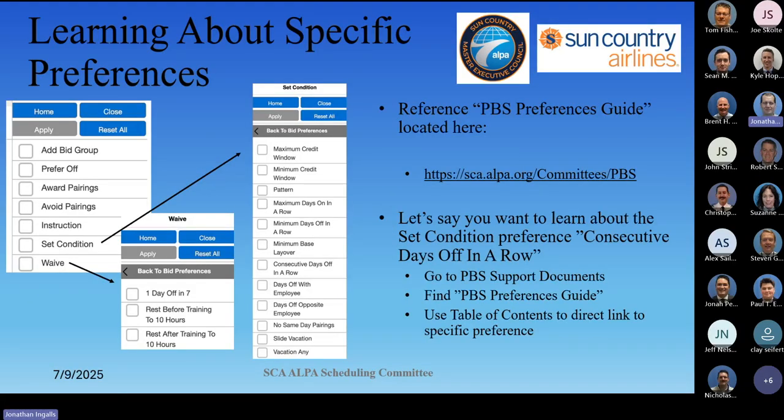So, learning about specific bid preferences. ALPA has a really nice document on the ALPA website that will give you all the information about what a specific type of command does. We don't have the time in this class to go through all 38 possible avoids and the 100-whatever possible bid commands and teach you what everything means. But if you follow that URL to the ALPA website, which I'm trying to pull up right now on another screen, and it's going very, very slow for me, we've got great documentation that just explains what every single thing is, what it does, and how it all works.